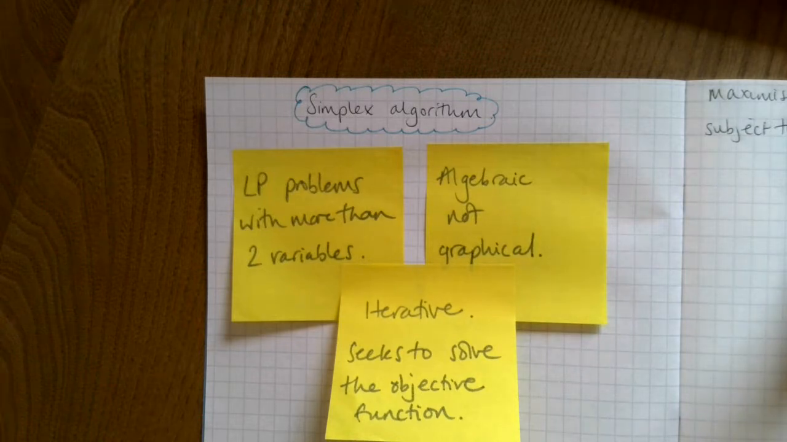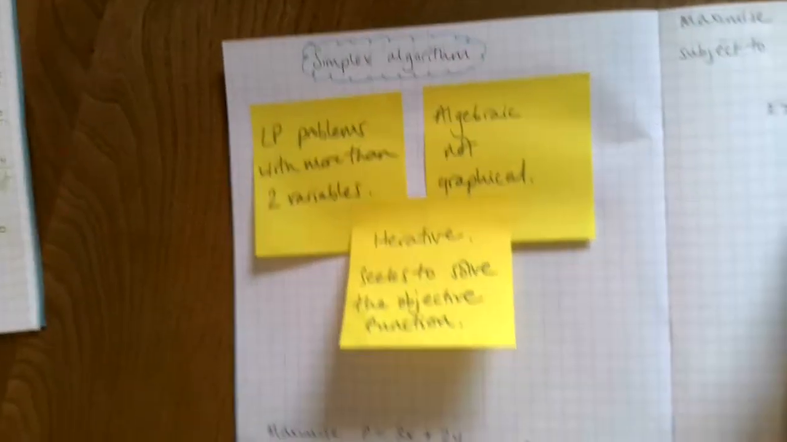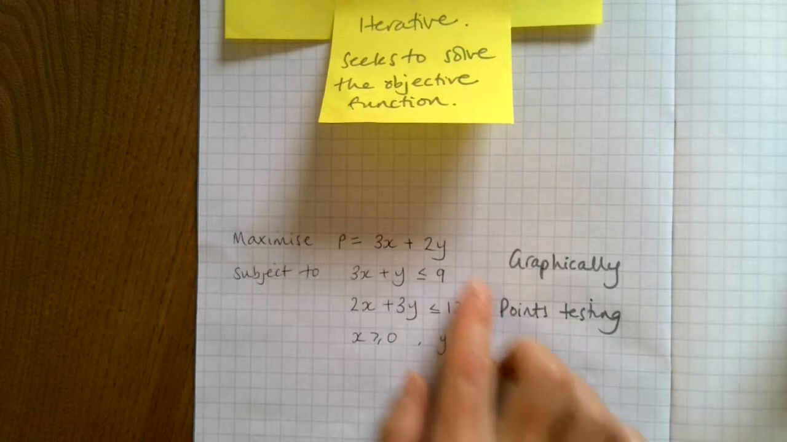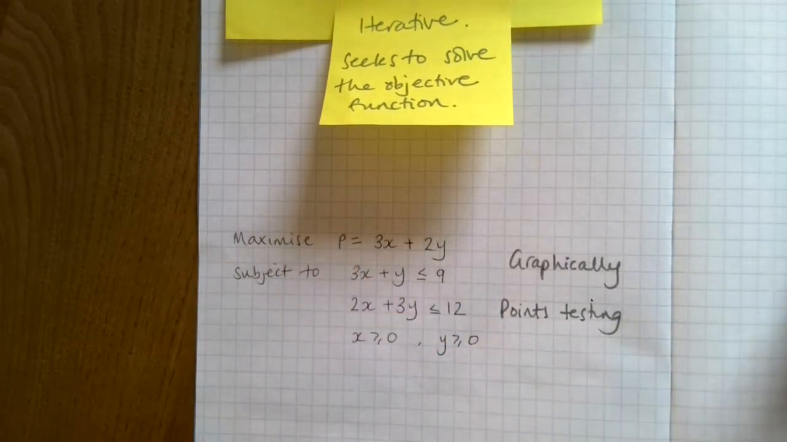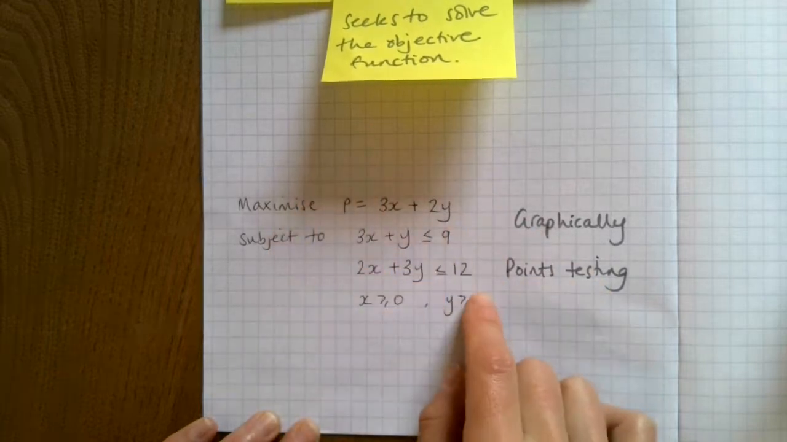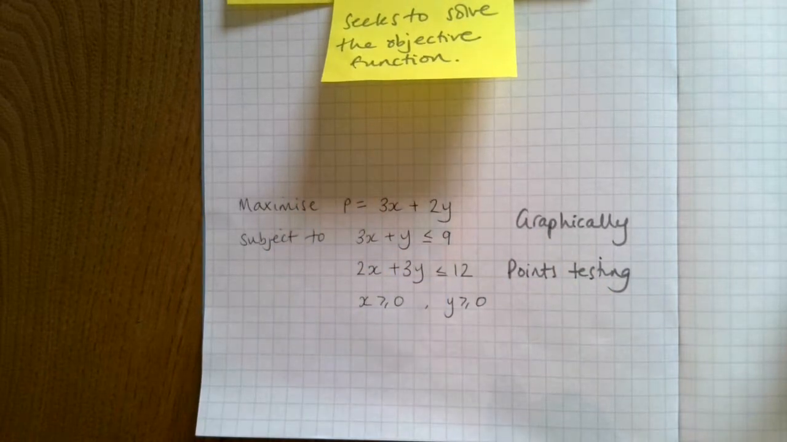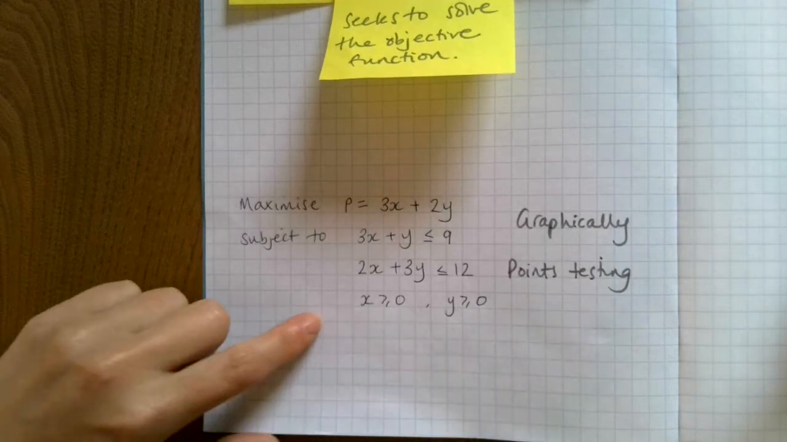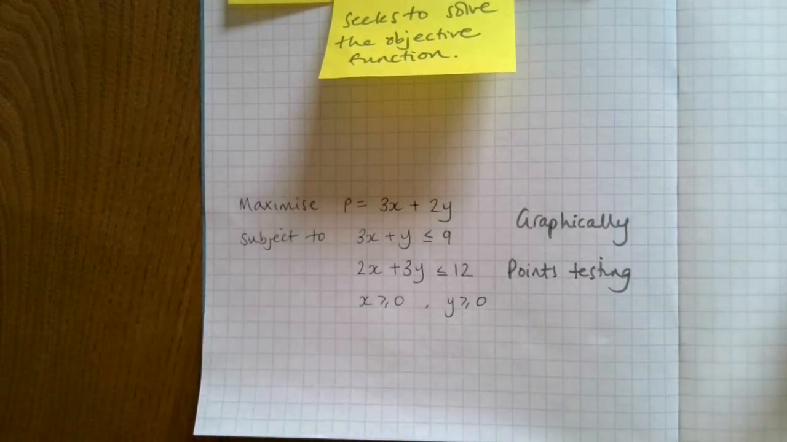Okay, so the first thing I'd like you to do is here is a linear programming problem, and what I'd like you to do is to draw a graph. I want you to maximize p equals 3x plus 2y, subject to 3x plus y is less than or equal to 9, and 2x plus 3y is less than or equal to 12, and you've got your non-negativity constraints there as well. So I want you to do it graphically.